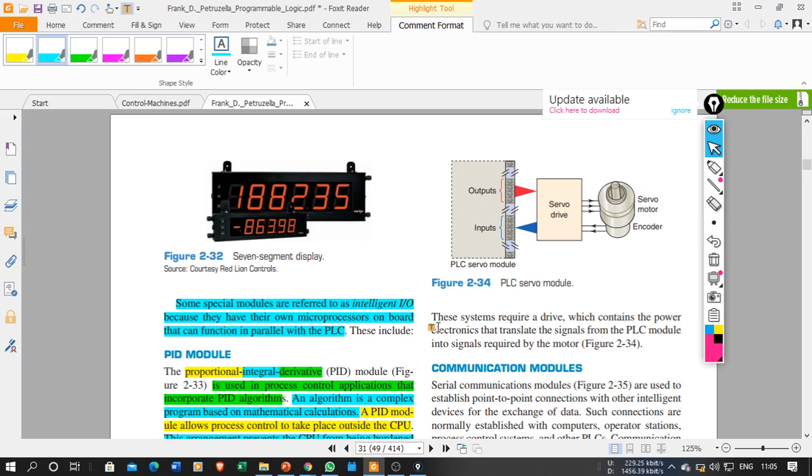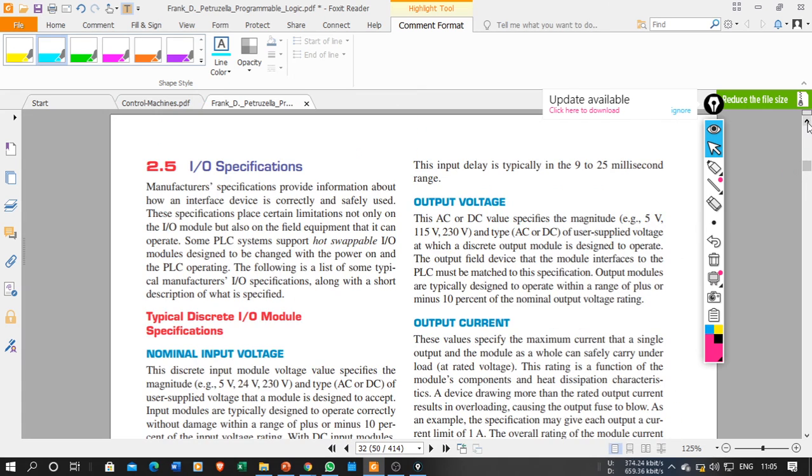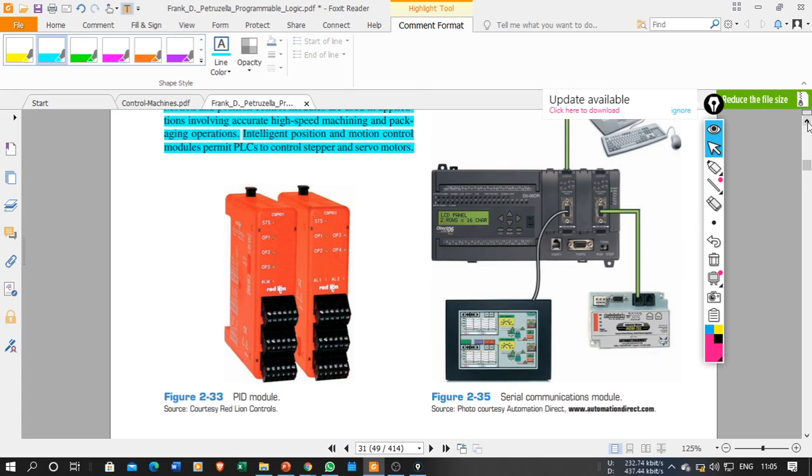Now, the PLC servo module. These systems require a drive which contains power electronics that translate the signal from the PLC module into the signal required by the motor. Servo motors work on the error signal. The working of a servo motor is totally dependent on the error signal. So the nature of the error signal will decide the working of my servo motor.